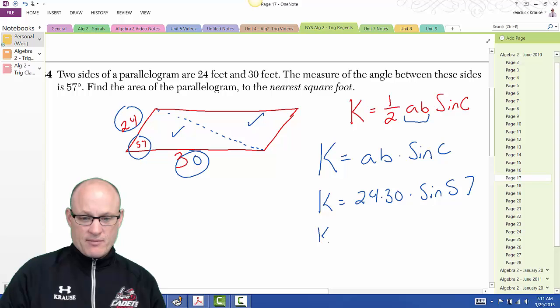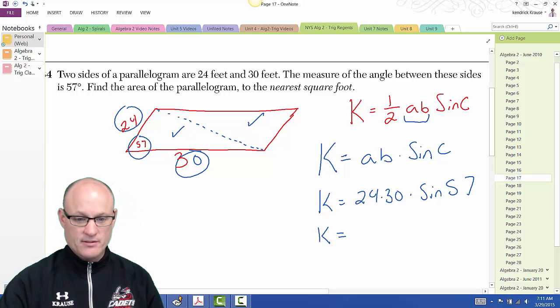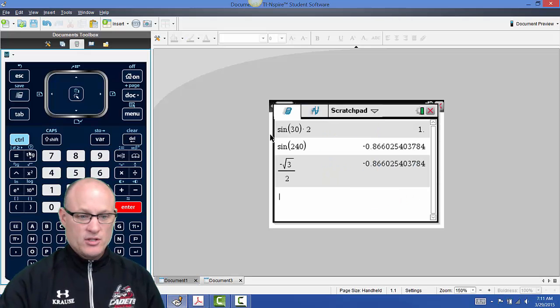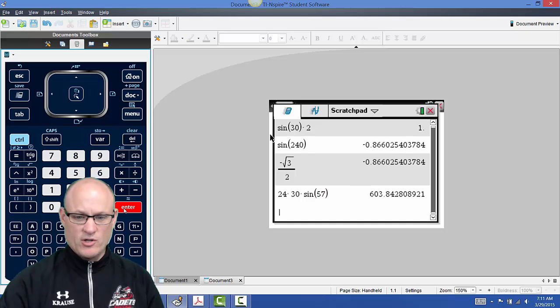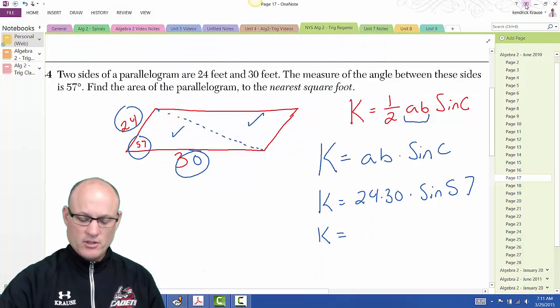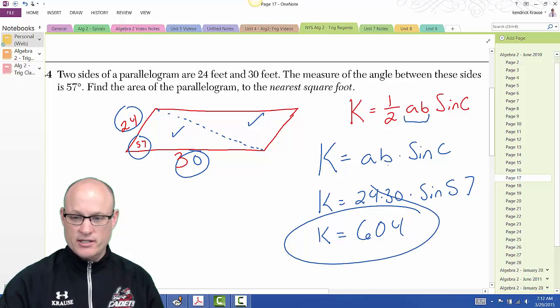And if I type that in my calculator, because I'm being a little lazy, let me make sure. 24 times 30 times the sine of 57. 603.84. So 603.84 rounded to the nearest foot is 604. Ka-ching, done. Next problem.